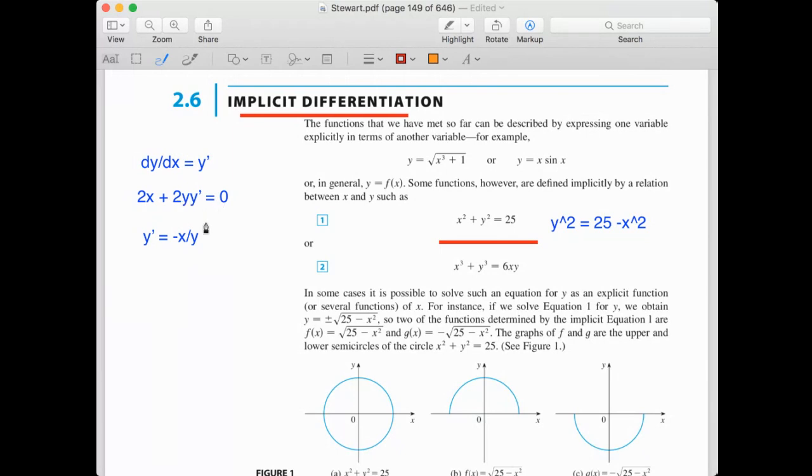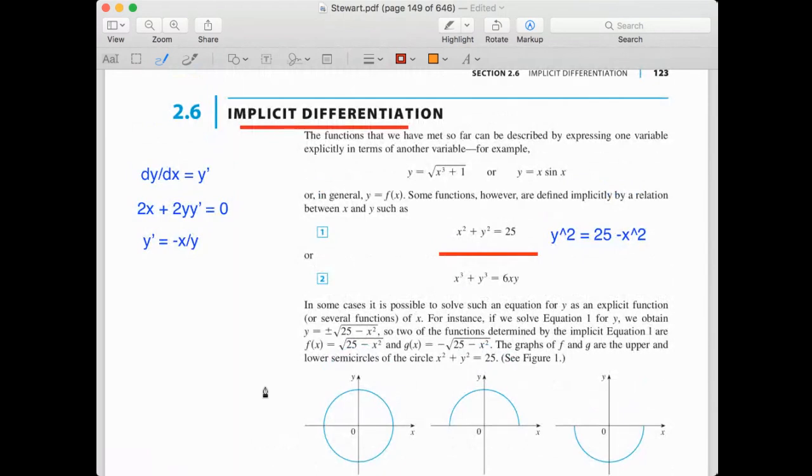I divide by 2y. So I get negative x over y. So that's my dy/dx, that's my y prime. So given an equation, I can still talk about the rate of change of one variable in terms of another. We can still find dy/dx. In this way, we don't have to try to make an equation couple functions or anything. This is called implicit differentiation.